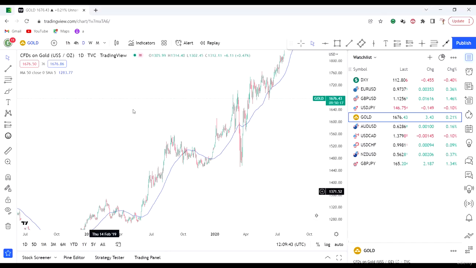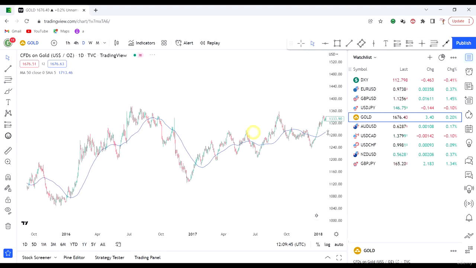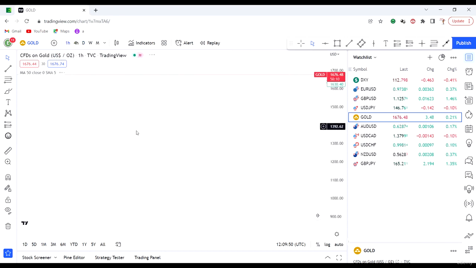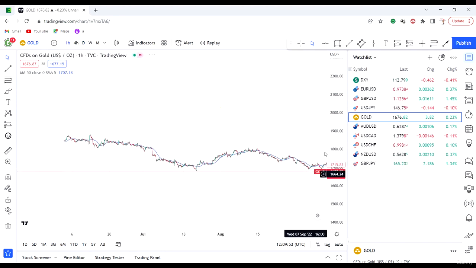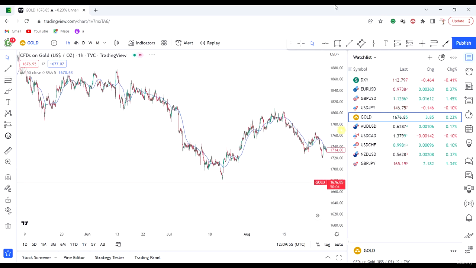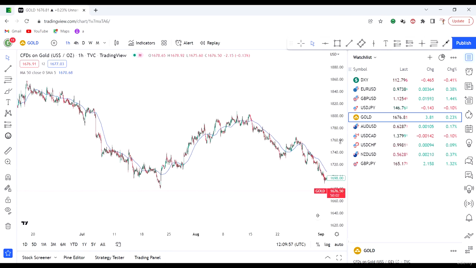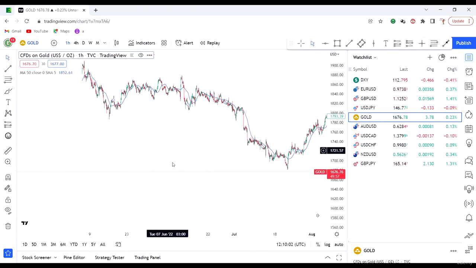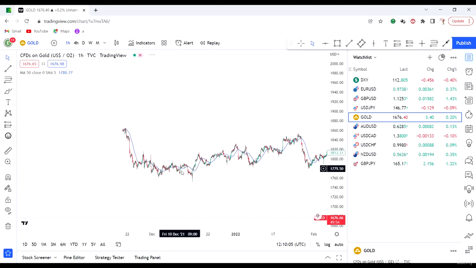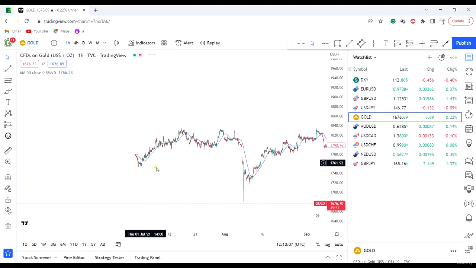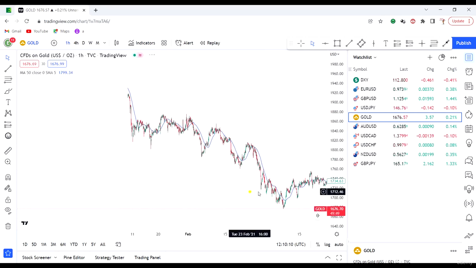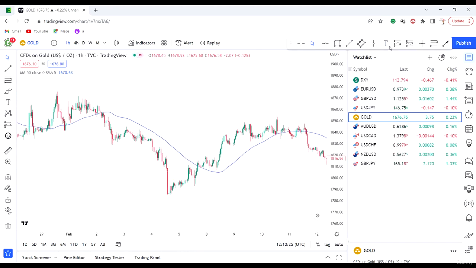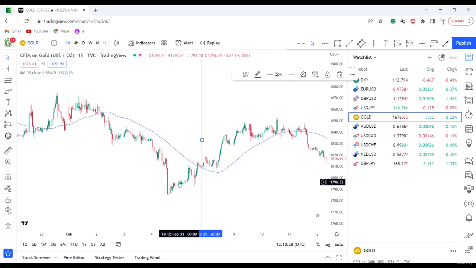So I just added the indicator here on TradingView. I'm just going to use the 1 hour time frame. I'm going to go back in time to see how far back we will go. Let's just go back in time randomly to see how this strategy might play out. Okay, let's start from here.